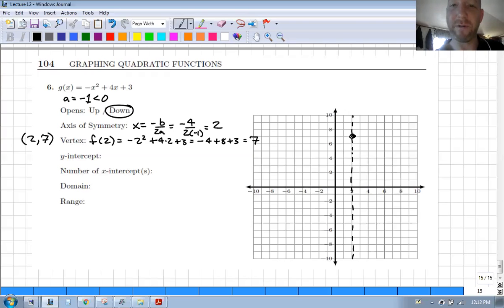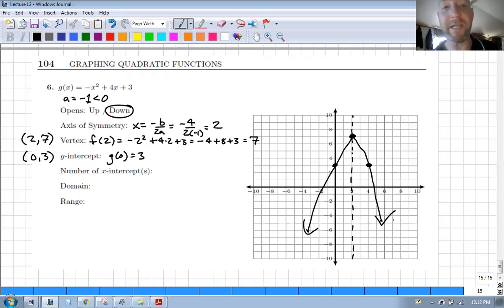All right. So it opens downward. It could be like this. It could be like that. To figure it out, we look and find our y-intercept. If we plug 0 in for x, that goes away. We're just left with a 3, right? So our y-intercept here is at 0, 3. Since we know that point, we know this point. Looks something like that. How many x-intercepts are there? There's 2. One right here and one right here.